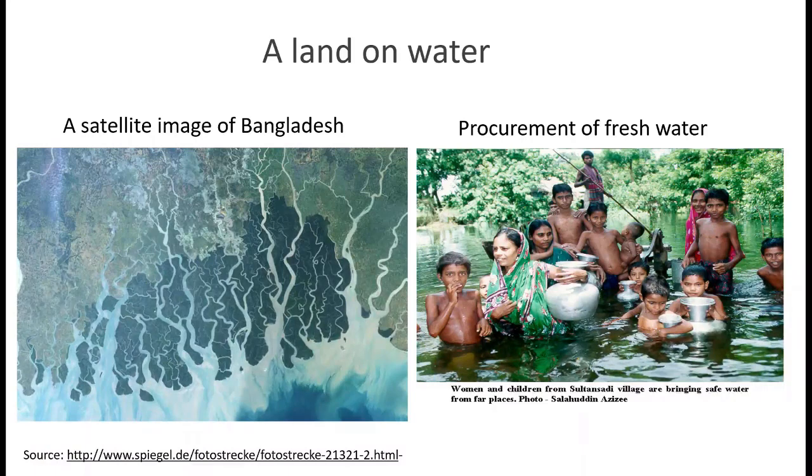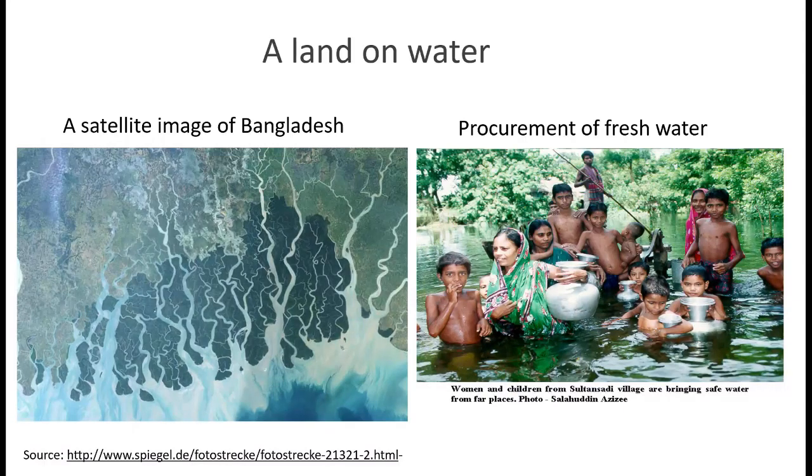This is Bangladesh, which can be described as a land of water. The slide on the left is a satellite image showing that there is plenty of water there. There are three big rivers coming down from the Himalaya, Brahmaputra, Ganges, and Meghna, and a lot of other small rivers. In fact, this is the region called Sundarbans, where the famous mangrove forest grows.